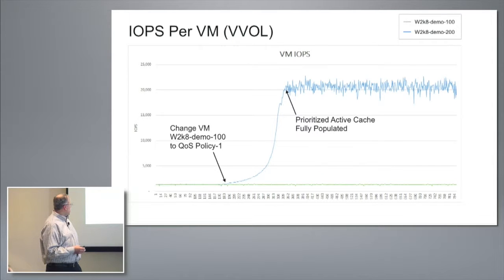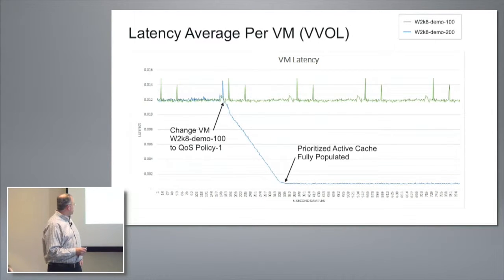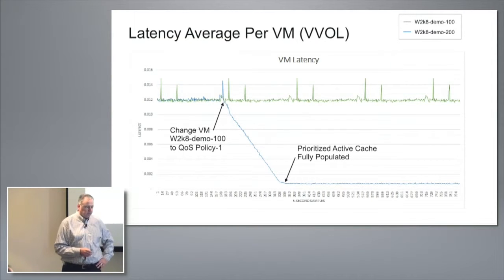From the VM perspective, this is what it looks like. The green and the blue lines are the two different VMs. We make the change to the VM with the blue line, and that shows the IOPS increase over time. And this is the real chart here, which is the change in response time. You go from disk-based performance with non-critical to flash-based performance as we move more data into flash.